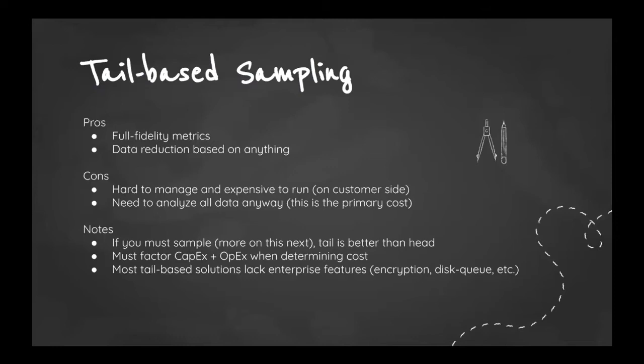So when you're thinking about this, if you have to sample, and we'll talk more about whether you do or not in just a second, tail-based sampling is going to be better than head-based sampling because you now have full fidelity, accurate metrics. You now have flexibility in actually being able to choose what you sample and not. There are some potential cons, but the flexibility and choice here is quite powerful. One thing you do need to consider, though, is you have to factor in both CapEx and OpEx when you're determining the cost of a solution.